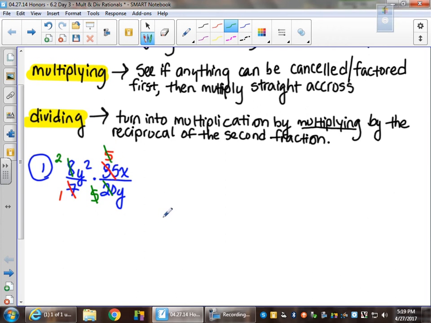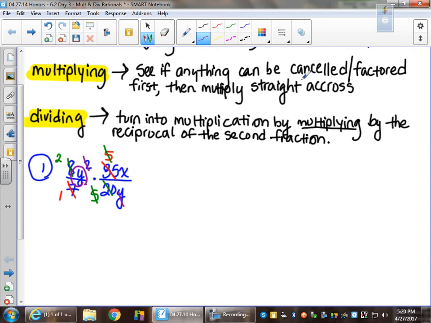Now let's look at our variables. There are no x's in the denominator, so x is going to stay in the numerator. But notice I have a y squared in the numerator and y in the denominator. This y will cancel with one of these, leaving this one. Sometimes when a lot is getting crossed out and I don't want to lose track of something, I'll circle it to draw my eye to it.